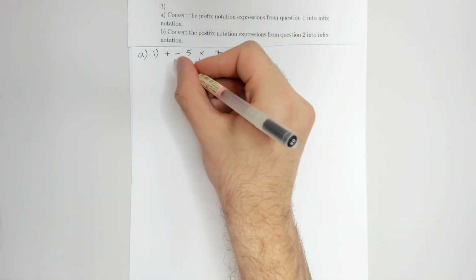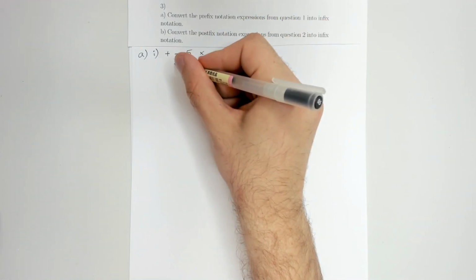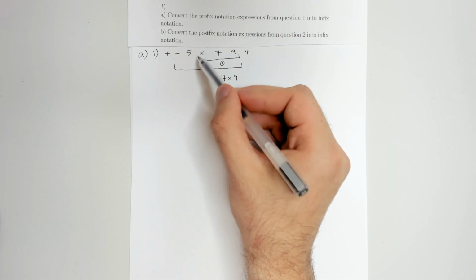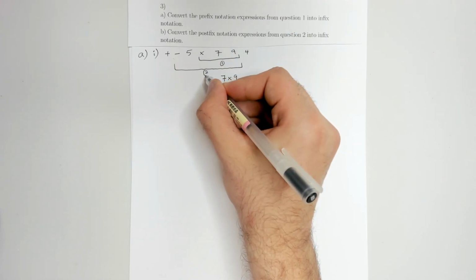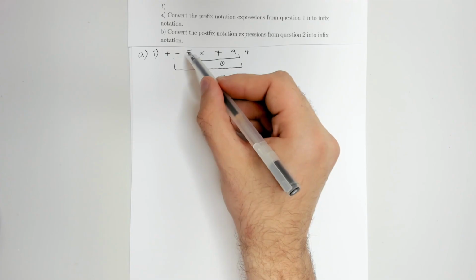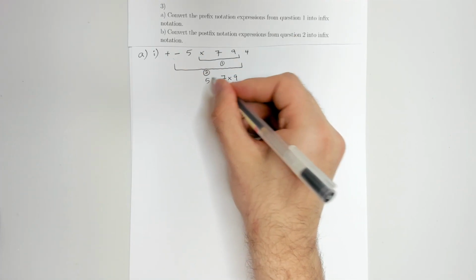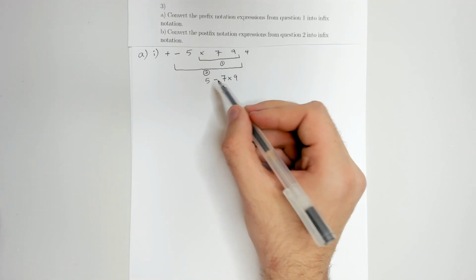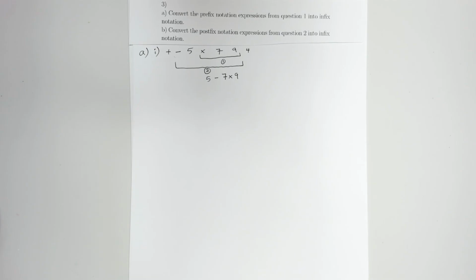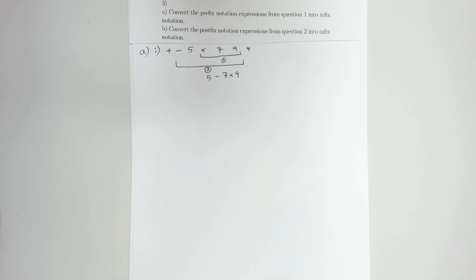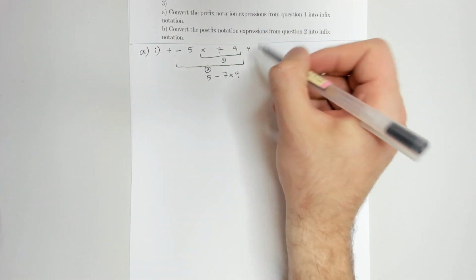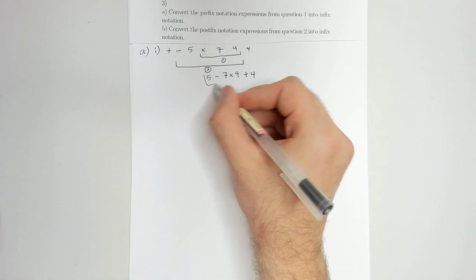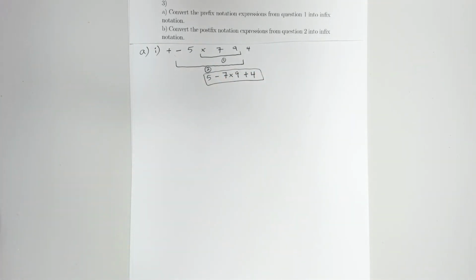And then the next piece is this subtraction, right? So the subtraction is going to be the difference between the two numbers to the right of it, which is this 5 and the result here. So we do 5 minus this result, so we do 5 minus the 7 times 9 like that. And we don't need parentheses around this because multiplication happens before subtraction with our standard order of operations, which infix notation abides by. And then lastly, we do everything plus the 4. So we can write that like this. Okay, so this would be our answer, our expression written in infix notation.